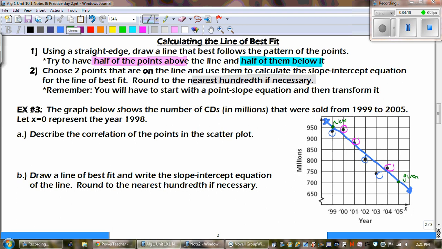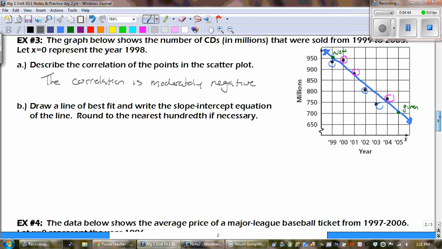So the way that I would write that is, describe it, the correlation is moderately negative. Okay, or you can say it's a negative moderate, however you want to write that. So draw a line of best fit and write the slope-intercept equation of the line. So we drew it, but now they want us to find out what the slope-intercept equation of that line is.